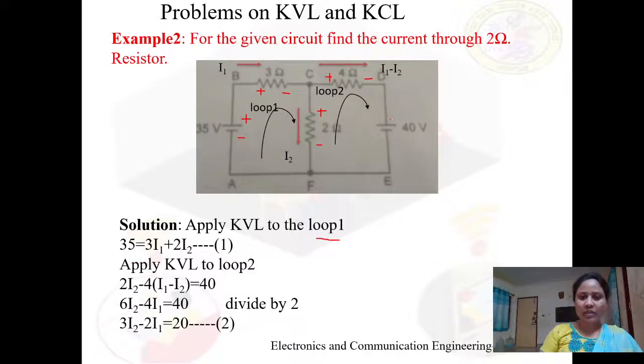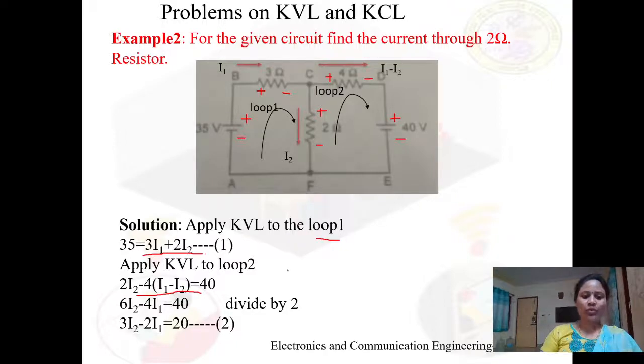Therefore, taking this minus 40 to the right side, we can write the second loop equation as 2I2 minus 4 into (I1 minus I2) equals 40. For the first loop, it is plus 35 minus 3I1 minus 2I2 is equal to 0, or 35 is equal to 3I1 plus 2I2.